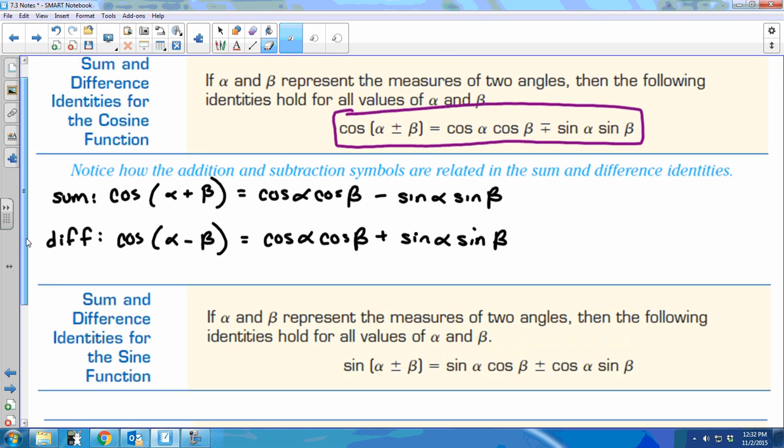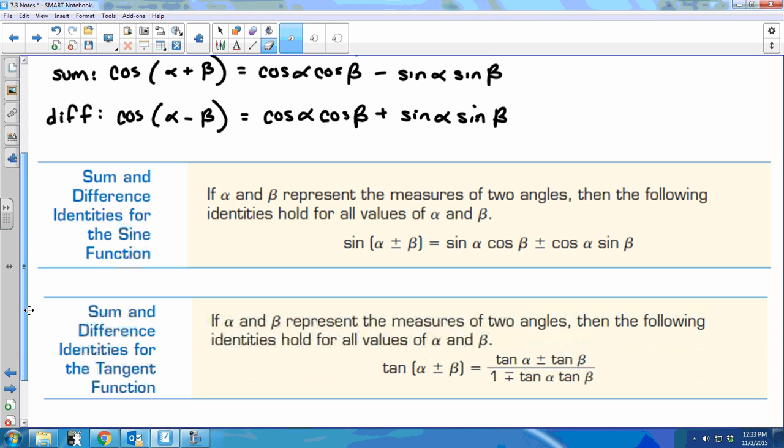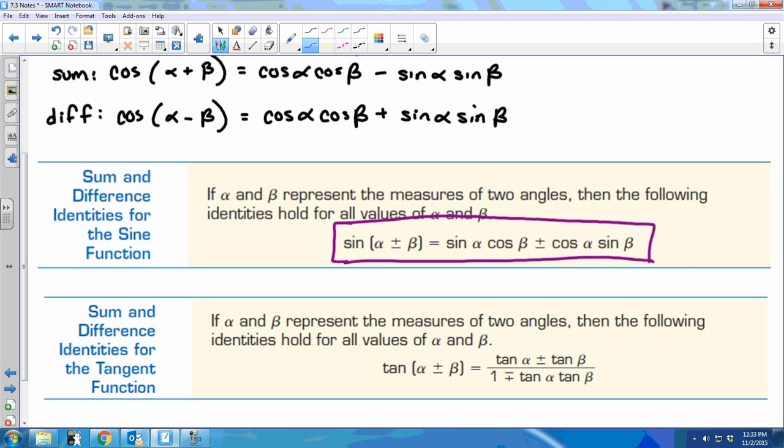There's also sum and difference identities for sine and tangent. I am not going to take the time to separate them out for you. You can if you want to. Again, you just follow the symbols. If you started with the top symbol, then you use all the symbols on the top. If you started with the bottom symbol, you use all the symbols on the bottom.